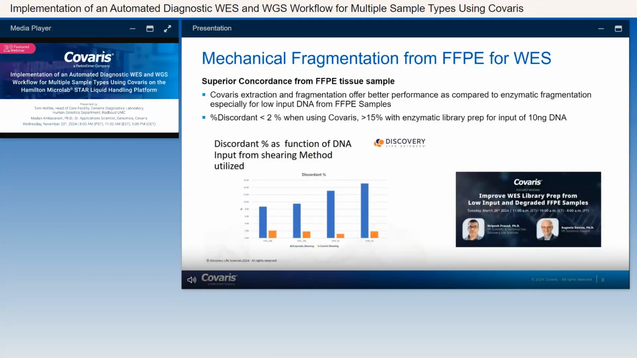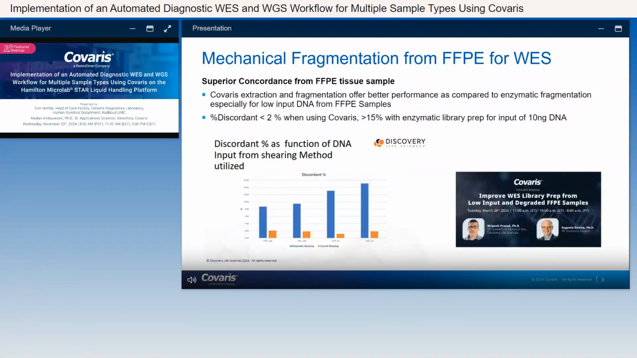Now, mechanical fragmentation in the somatic workflow, which is similar to the germline solution. Covaris technology has been widely applied for somatic solutions, for example, DNA shearing from FFPE tissues for whole exome sequencing on targeted panels. In this example from Discovery Life Sciences, the customer used Covaris for DNA extraction and fragmentation, and observed enhanced performance compared to enzymatic fragmentation, particularly with very low input DNA from FFPE clinical samples.